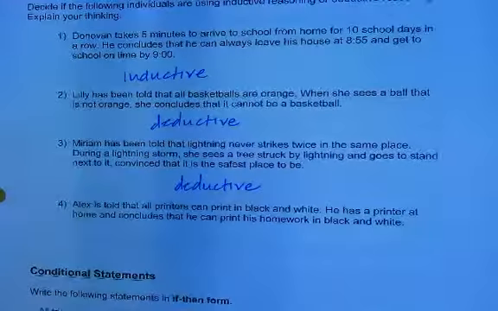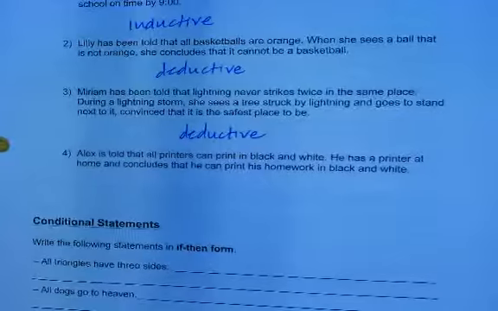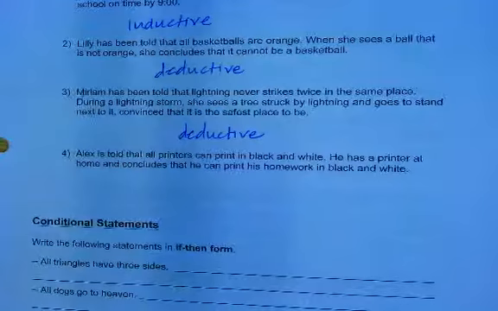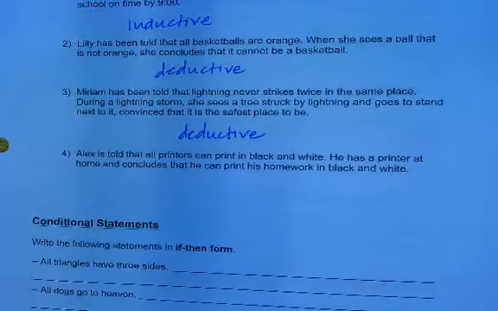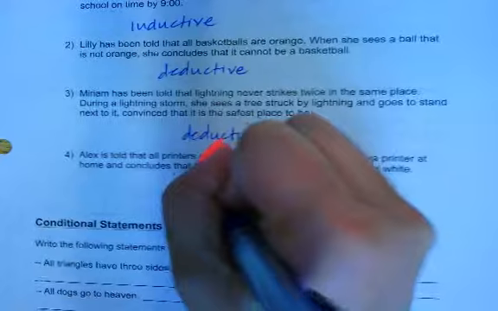Number 4. Alex is told that all printers can print in black and white. He has a printer at home and concludes that he can print his homework in black and white. Deductive. Very good. Okay.